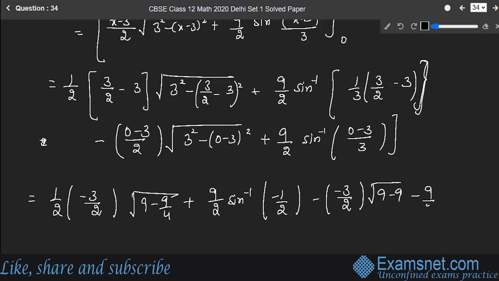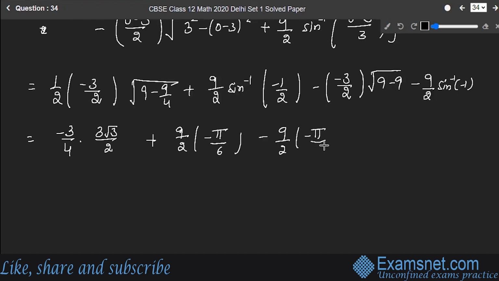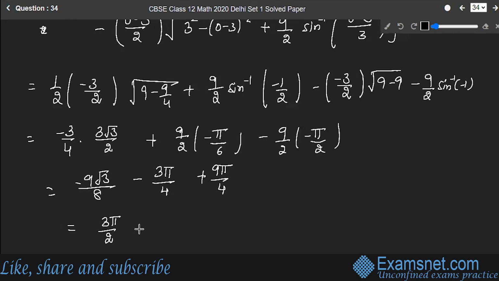This minus 9 by 2 sine inverse of minus 1. This is equal to minus 3 by 4 into 3 root 3 by 2, 9 by 2 minus pi by 6 minus 9 by 2 minus pi by 2. This is minus 9 root 3 upon 8 minus 3 pi by 4 plus 9 pi by 4, which is 3 pi upon 2 minus 9 root 3 upon 8.